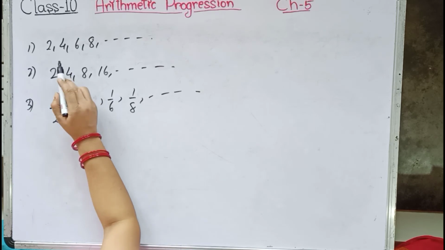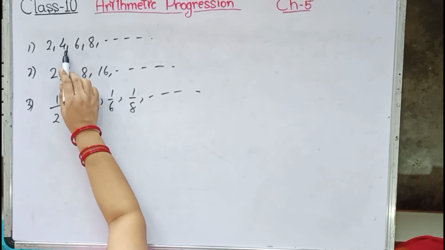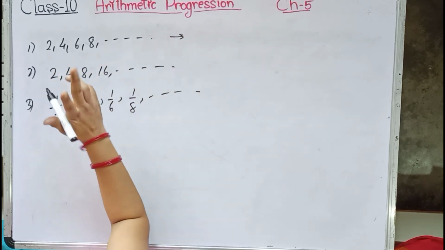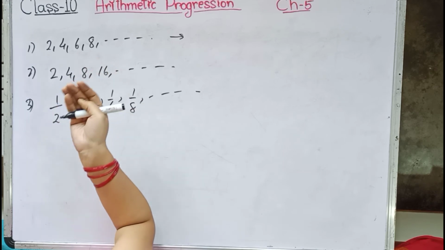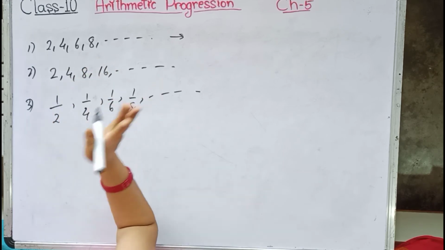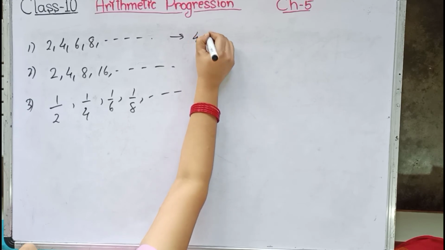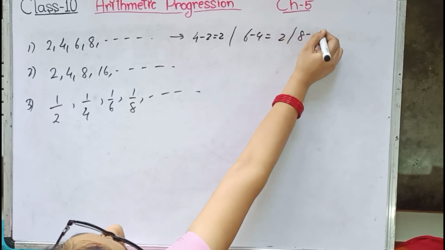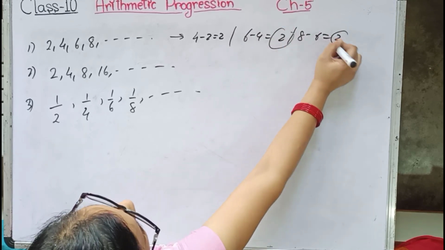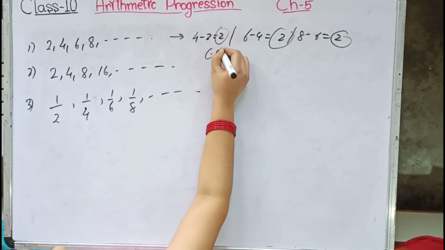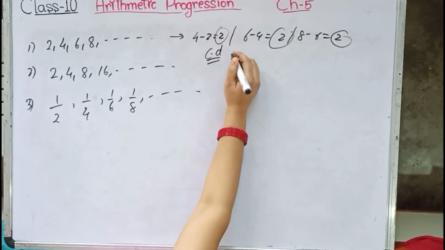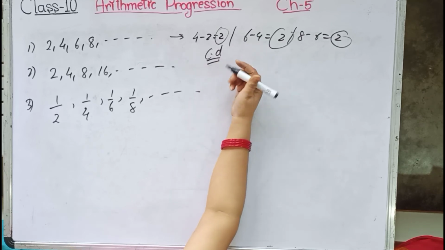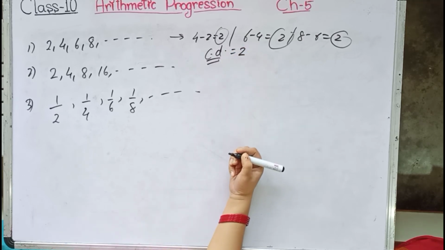So you can observe in all the three series there is some rule followed, some pattern followed. Here you can see that 4 minus 2 is 2, 6 minus 4 is 2, 8 minus 6 is 2. So the difference of any two consecutive terms, second minus first, is 2. So we can say over here 4 minus 2 equals 2, 6 minus 4 equals 2, 8 minus 6 equals 2. So the common difference, common means same, the difference between any two consecutive terms is coming as common, and that we name as common difference. So common difference is coming as 2.